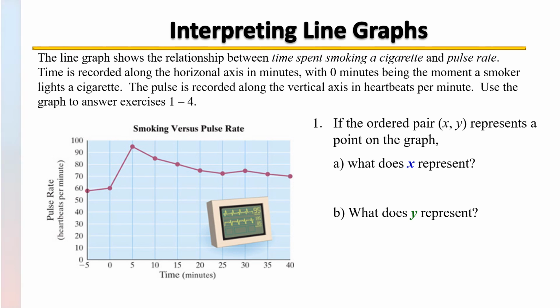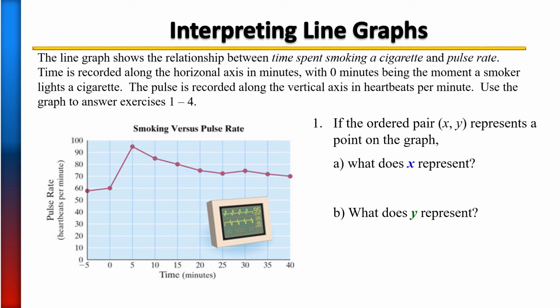The line graph shows the relationship between the time spent smoking a cigarette and pulse rate. The time, notice, is recorded along the horizontal axis in minutes, with 0 being the moment a smoker lights a cigarette. The pulse rate is recorded along the vertical axis in heartbeats per minute. Let's use this graph to answer a few questions.